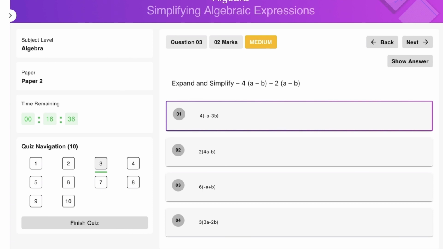And moving on, negative 4a, and then this expands to plus 4b, negative 2a plus 2b simplifies to negative 6a plus 6b, and this can be further simplified if we pull out the 6. So this is 6 times negative a plus b, which is option number 3.